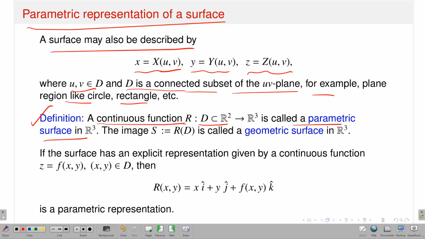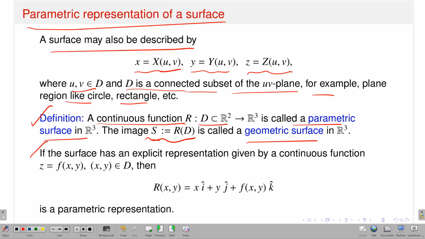Okay, R from D subset of R2 to R3 is called a parametric surface in R3. And if I take the image, that means the image of R of your domain D, and say that this is the image S, this is sometimes called a geometric surface in R3. So that gives you the geometry in R3.